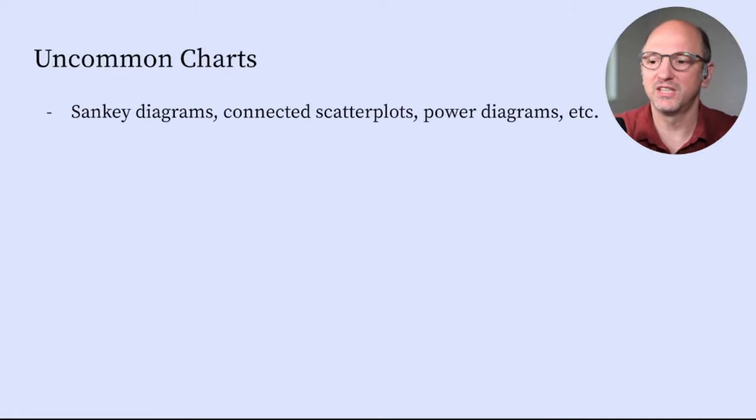So then the uncommon charts, this is sort of the flip side of the whole thing. I will show you a few of those in a moment, but things like Sankey diagrams, connected scatter plots, Voronoi diagrams, which are like tree maps, but with unusual shapes. And I'll talk about those briefly when we talk about tree maps.